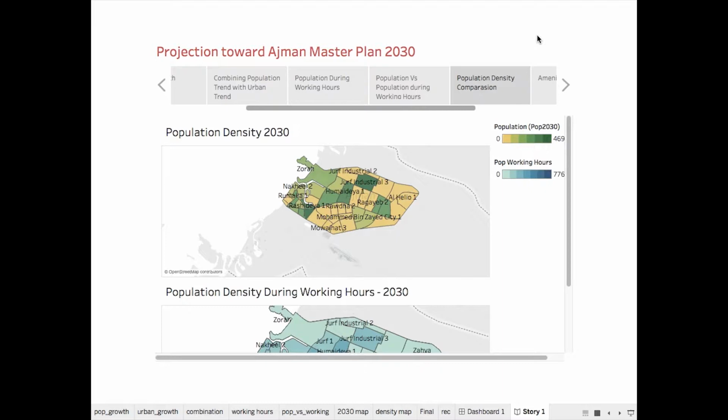Okay, we are representing now the population on the map of Ajman, which is a custom map that shows the exact districts of Ajman, and the darker the color, the higher the density. The first one is showing the population density by 2030, and the second one is showing the density on working hours, which means mainly the morning time.